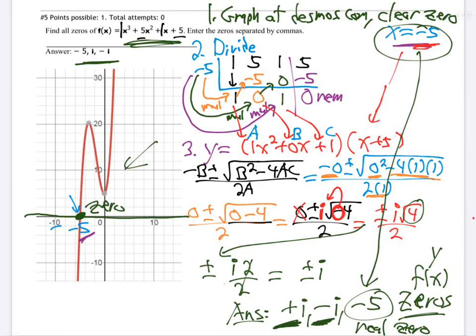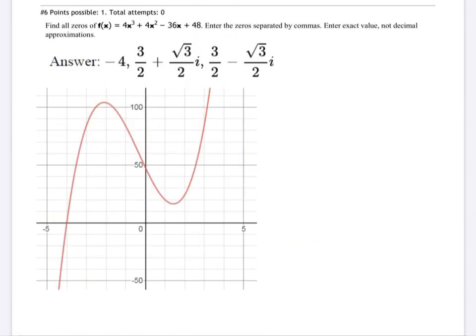function. They're just not real. They don't really produce a real zero.